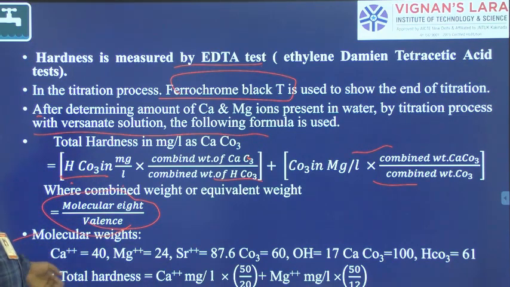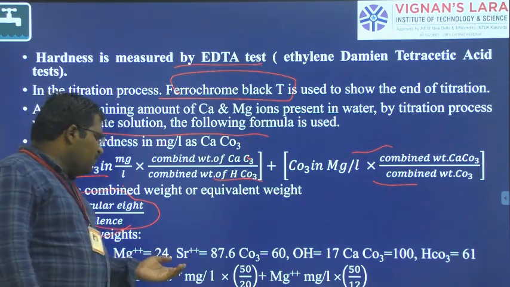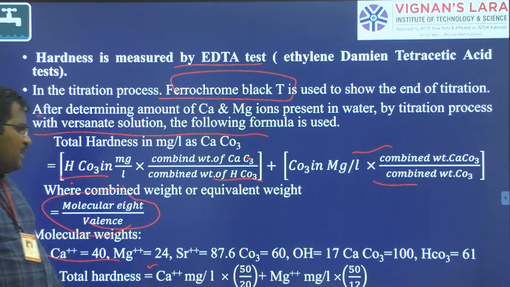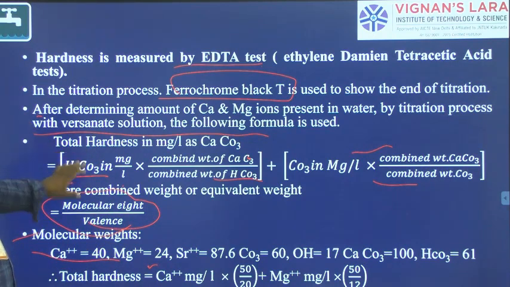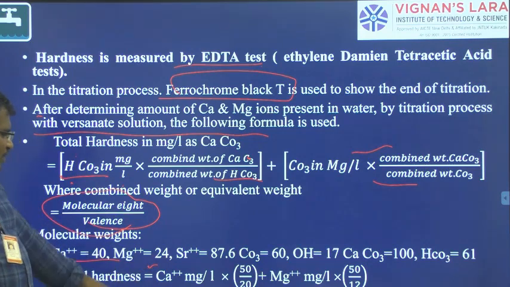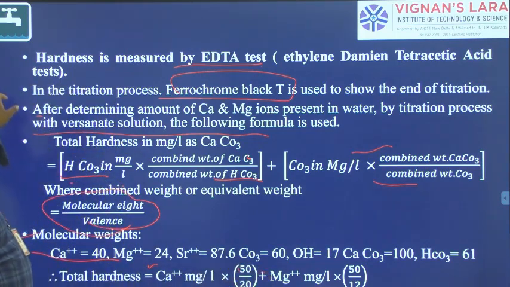So the molecular weights we know: for calcium 40, okay? Magnesium 24, right? Strontium 87.6, okay? Like that we know all the weights. Then you substitute in this equation, we are going to form Ca multiplied by 50 by 20 plus Mg multiplied by 50 by 12, right?